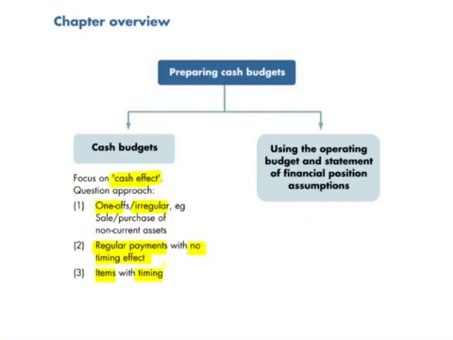The second approach to preparing a cash budget presented in the chapter is to use both the operating budget and the statement of financial position assumptions to look at the movement in balances and therefore the cash effects of those movements. Out of the two approaches to putting together the cash budget, it's the approach using the operating budget and the statement of financial position assumptions that is the most often tested.